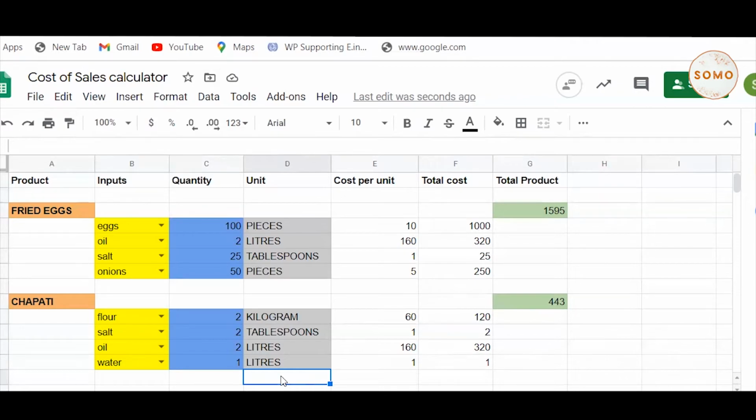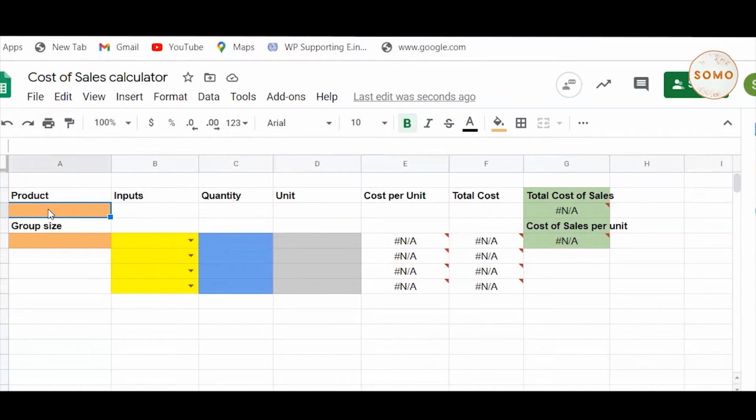It is costing us 443 shillings to make 50 chapatis. How are we getting 443 shillings? What we're doing is that we're taking 120 plus 2 plus 320 plus 1. That gives you a total of 443 shillings.